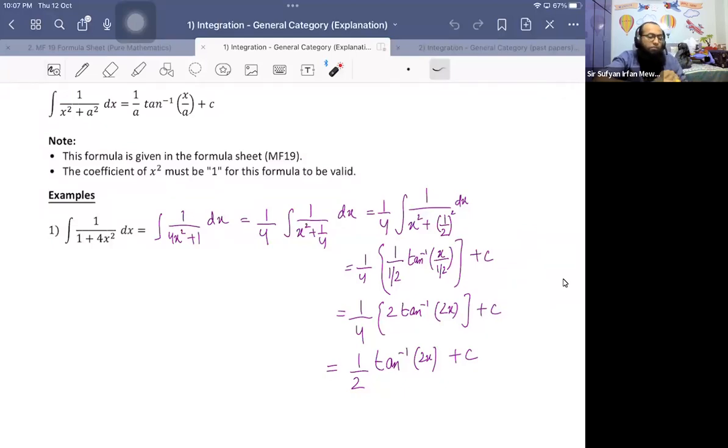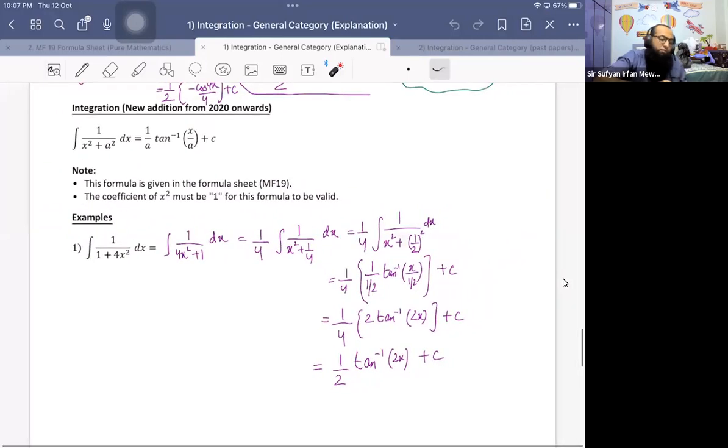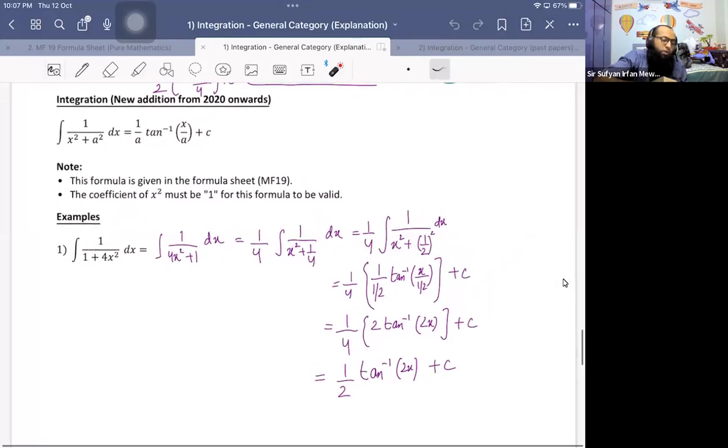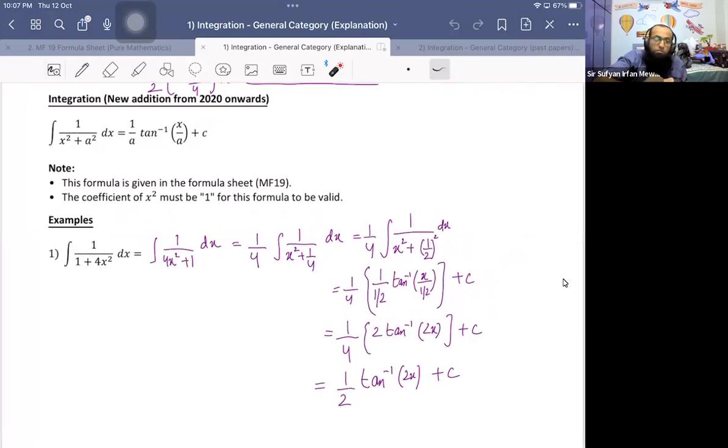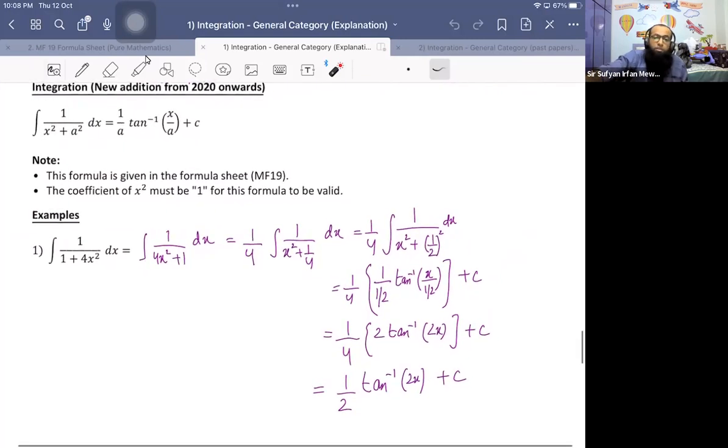Right? So are we clear with the application of this formula? That is a new addition from 2020 onwards and is given in the formula sheet. The most common thing that you need to remember, I've reinforced that multiple times, is that the coefficient of x square has to be 1. And then the denominator has to be in the form x square plus a square. Yes. Copy this down and let me know if you're clear with this. Done and clear, right? So that we can move forward.